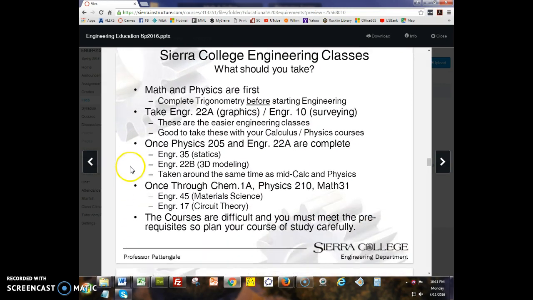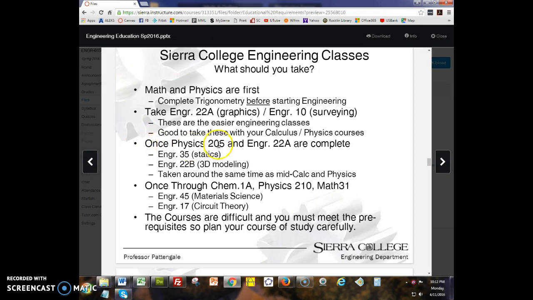So math and physics you should get done as early as you can. You have to complete trigonometry before you can start taking the engineering survey class, but you can take engineering 22A, the intro to CAD, with no prerequisite. So you can take that as early as you want. It's a big homework load, so make sure you have plenty of time for doing the homework, but these are the earlier, easier engineering courses that you can take while you're taking your calculus and physics.